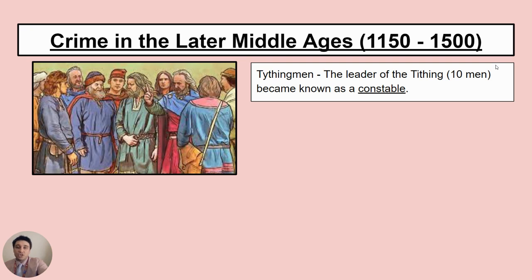We've got another change here with tithing men. Now, the leader of the tithing, if you remember, this was a group of 10 men in the countryside. This person became known as a constable rather than the tithing man.